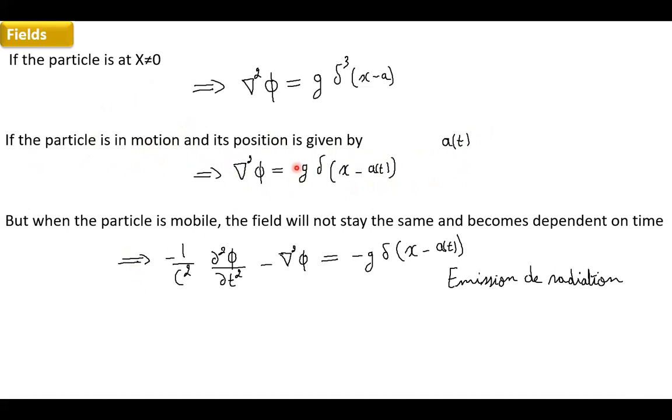But here you have to pay attention that when the particle is mobile, the field will not stay the same and will not be independent of time. It will become dependent on time. So we should add the term minus 1 over c squared del squared phi over del t squared, minus the Laplacian of phi, minus g delta x minus a of t. This is the equation of emission. Any emission of electromagnetic radiation is described by this equation.